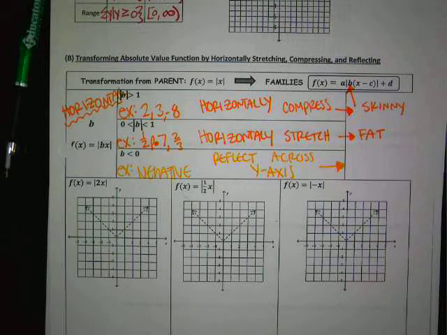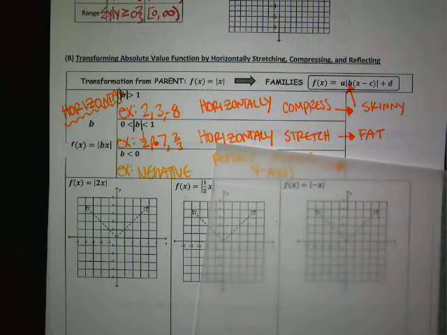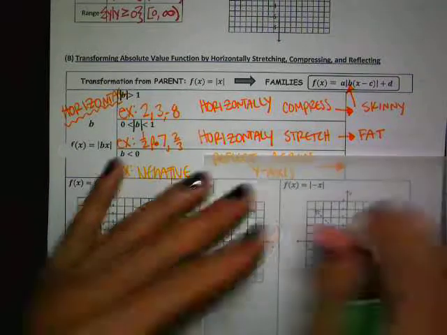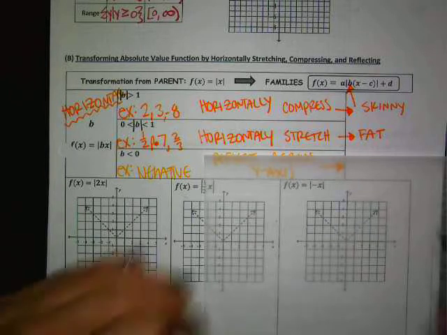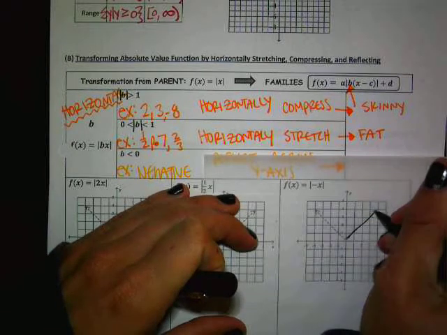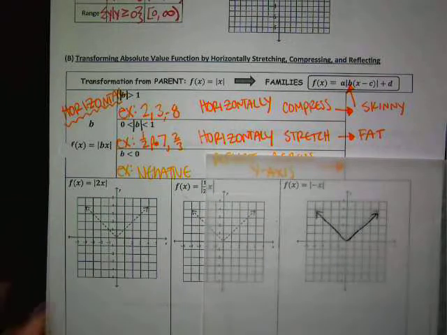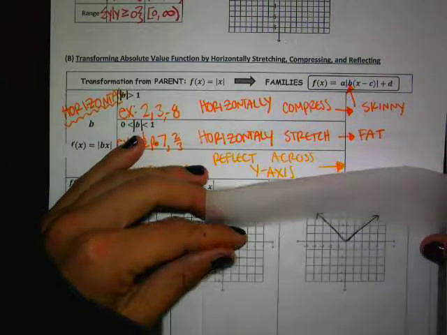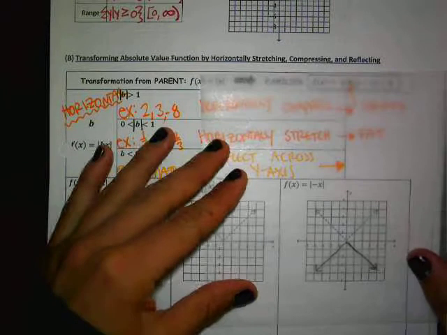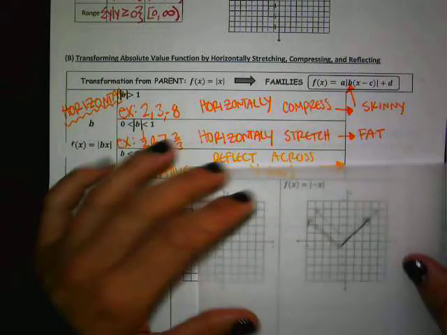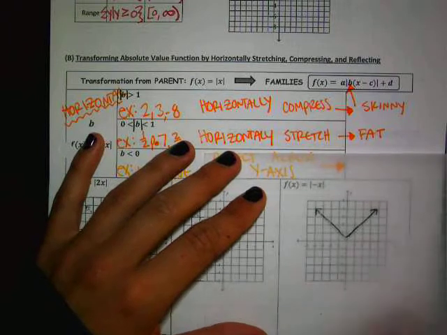Patty paper time. Everything you learned yesterday is just flipped. All right, so yesterday we reflected over the x-axis, right? And when you reflect over the x-axis, it was upside down, right? Today we're reflecting over the y-axis. If you flip it over the y-axis, does it change?